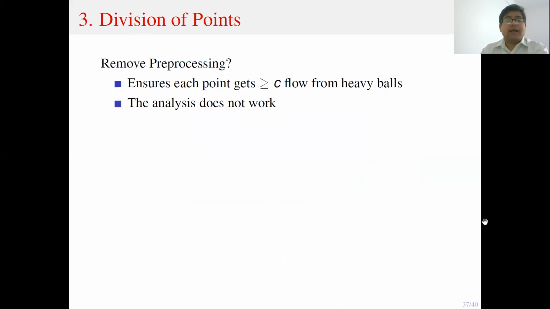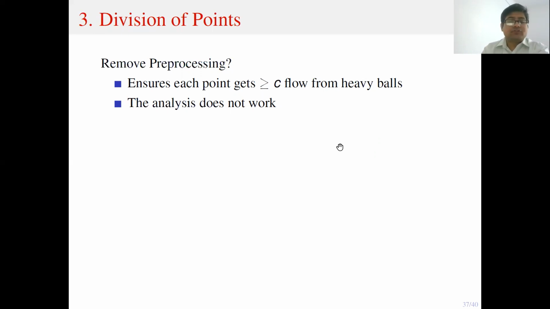But remember that I said that our expansion factor is only 5. And to ensure that, what we do is we basically remove the pre-processing step. And note that the pre-processing ensured that each point gets at least a constant amount of flow from heavy balls. And if we don't have this condition, then the analysis of constant approximation doesn't work.